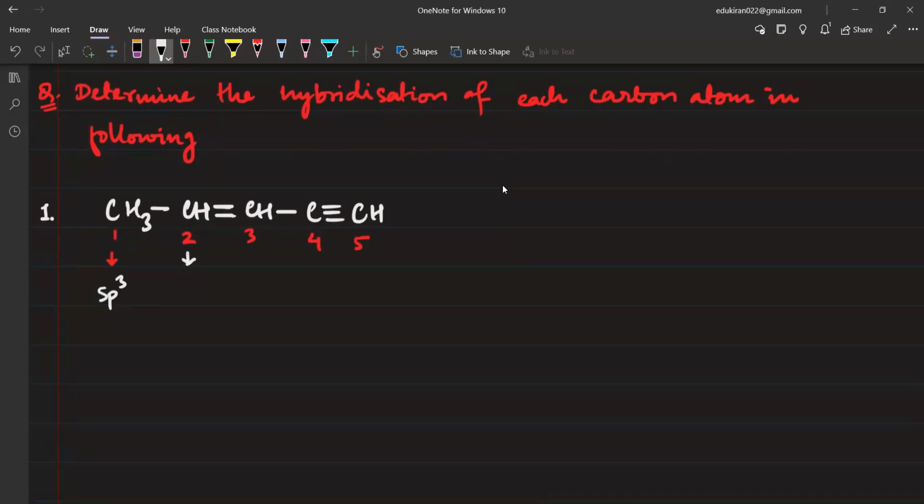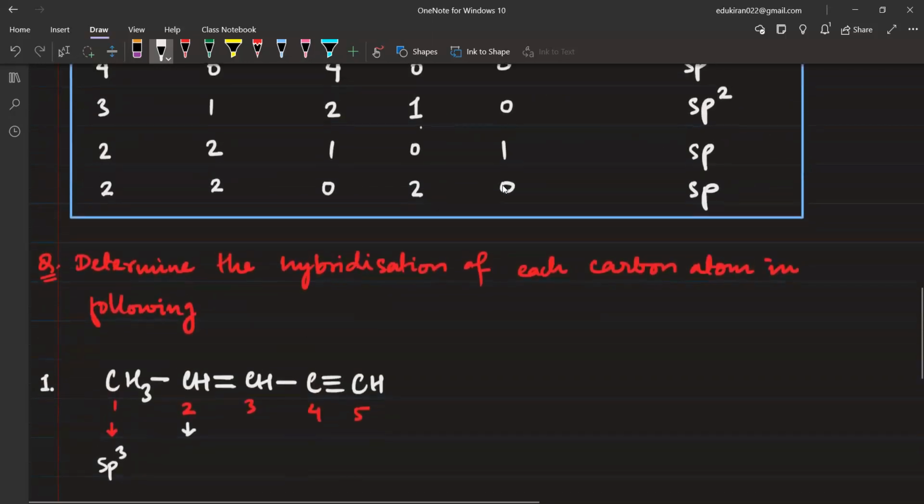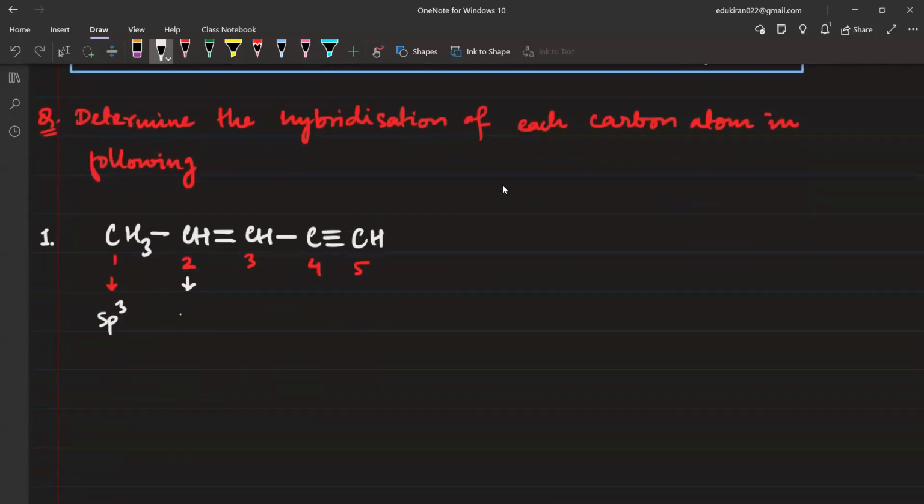What about the second carbon atom? Is there any double or triple bonds? How many double bonds? One double bond, right? So it will be, look at the chart, sp2. One double bond, sp2. Similarly, the third carbon atom will also be sp2, because it is also a double bond, right? What about the fourth carbon atom?